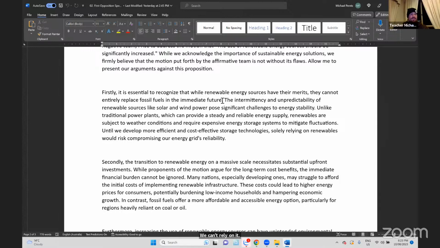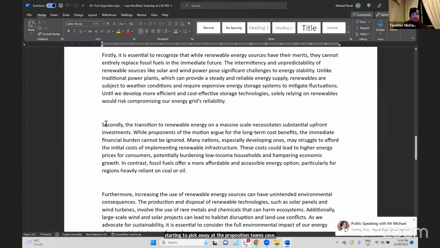Unlike traditional power plants, which provide a steady and reliable energy supply, renewables are subject to weather conditions and require expensive energy storage systems to mitigate fluctuations. So they're saying to avoid these problems, we're going to need to spend a lot more money on it. And yeah, so we're going to have to spend a lot more money to make sure this works. Until we develop more efficient and cost-effective storage technologies, solely relying on renewables would risk compromising our energy grid's reliability. So again, we can do this in the future, but the case they're arguing is that we do it now. And right now, the technology is not there unless we're prepared to spend way too much money on it. So they're already starting to pick away at the proposition team's case.